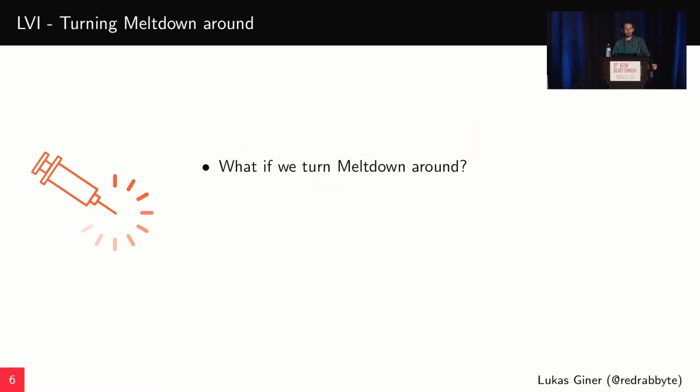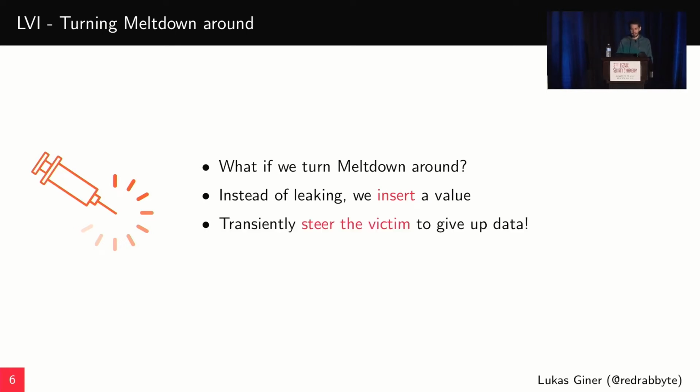And so now Jo van Bulk had the idea 2 years ago, or 3 years ago, that we can actually turn this around. And instead of leaking, we insert a value. So from the exception perspective, that means instead of generating an exception in our process and then leaking something from the victim, we try to generate an exception in the victim process and get one of our values to leak into the victim. And then transiently, we can, if there's a suitable gadget, make the victim give up its data. And then we can get it out with the cache, as is fairly usual for all of these papers.